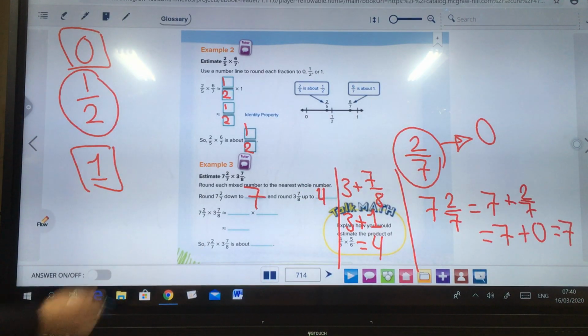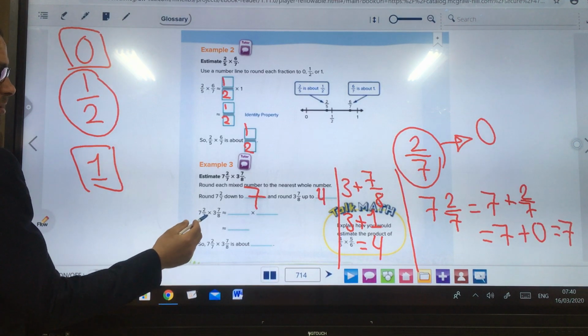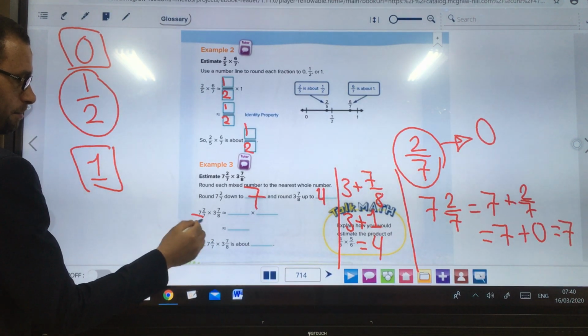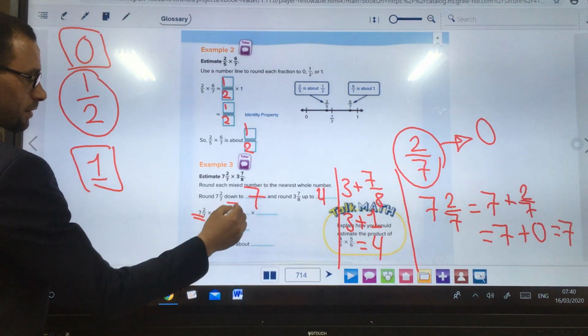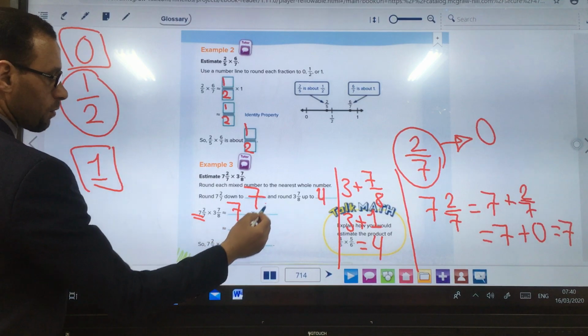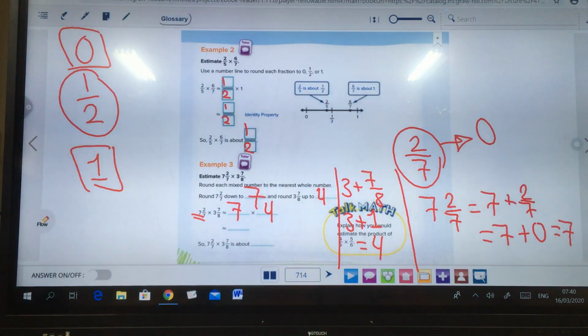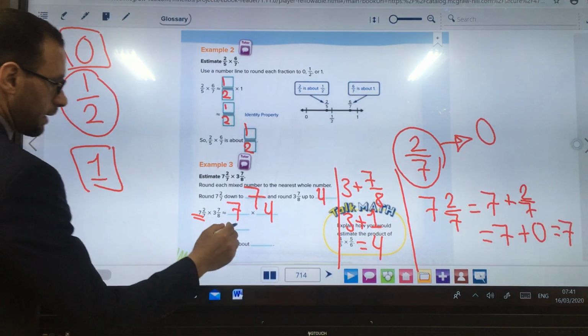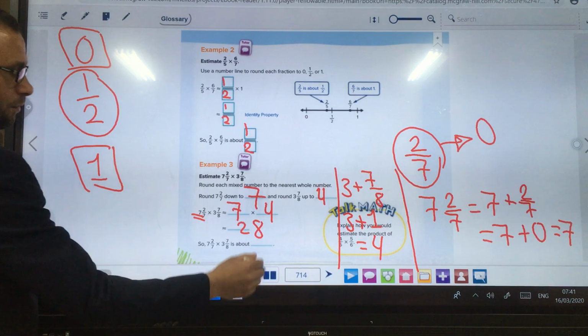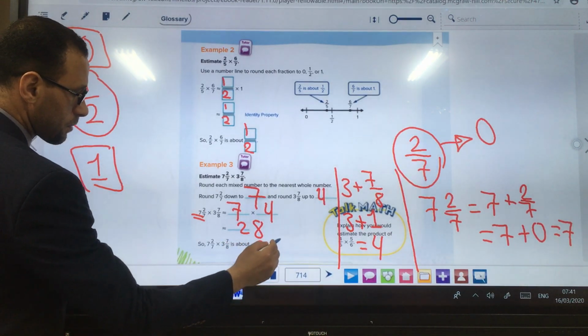And then 7 and 2 out of 7 times 3 and 7 out of 8 will be about... The first mixed number, we round it to be 7. And the second mixed number, we round it to be 4. So 7 times 4 will be 28. So 7 and 2 out of 7 times 3 and 7 out of 8 will be about 28.